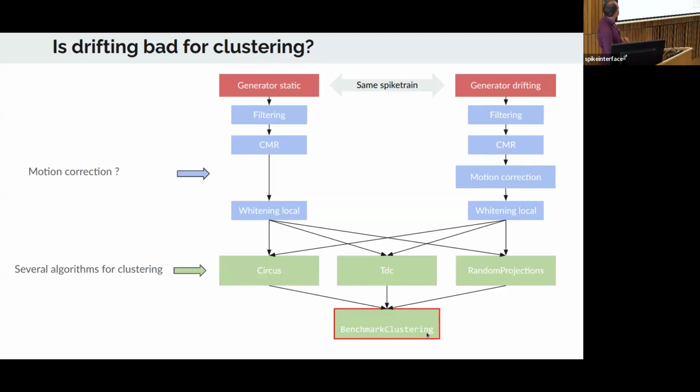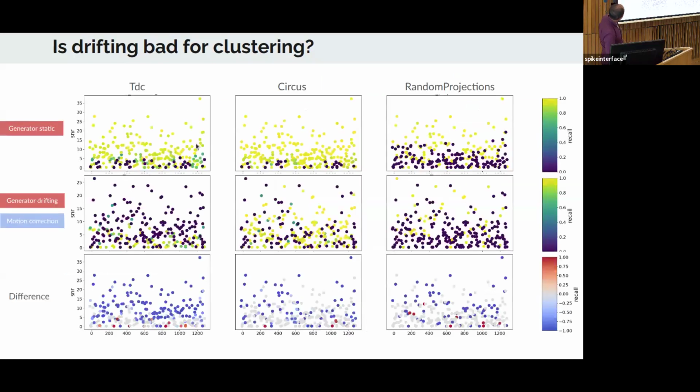And then I will ask how is the clustering performing now? If you look at the results, this is a graph showing the depth and the SNR, and this is the recall, so how good your clustering is. So Circus and 3D Clue in the static case are finding quite a lot of cells. Okay, random projection here is finding less, and mostly low SNR cells are missed. Even in the drifting corrected, so the best scenario here, Circus is more robust, but 3D Clue is collapsing, and same for the random projection.